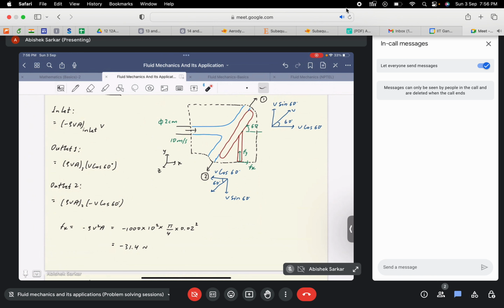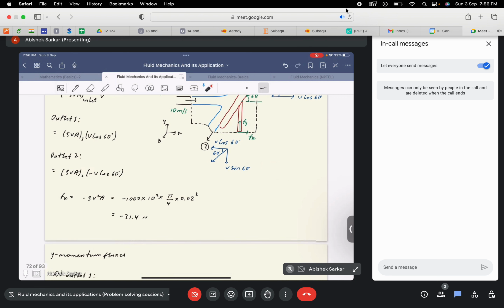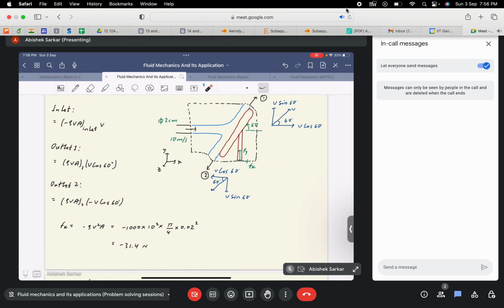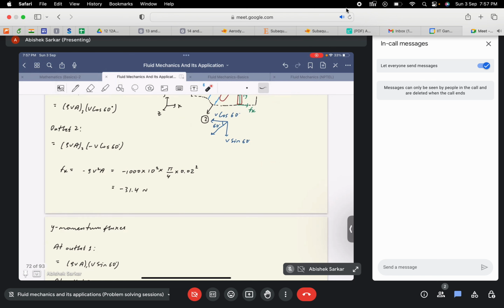Again, this ideally tells us that the net force needed to hold this vane will be along the negative x direction. Another way to interpret this sign is that Fx denotes the net force that acts on the fluid because of the vane. The force on the vane is basically a reaction force. So the net force on the fluid because of the vane is minus 31.4 Newton, along the negative x direction. This vane will exert a force along the negative x direction on this control volume, so that compresses the fluid, obviously.